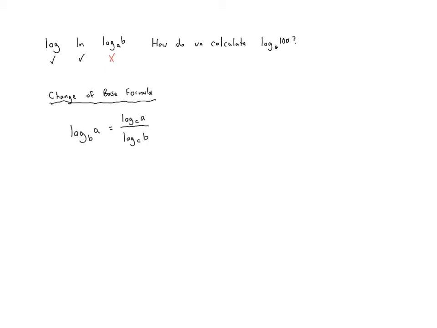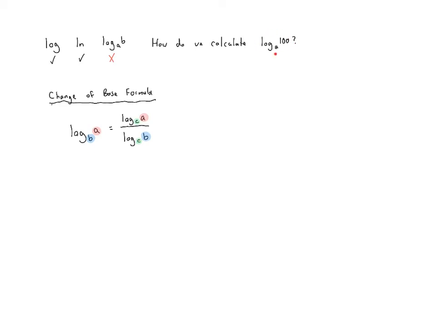So when we rewrite this, the base of the original logarithm goes inside the logarithm in the bottom, and then the number we're taking the logarithm of goes inside the logarithm in the top, and the new base can be anything at all so long as it's the same in the numerator and the denominator. Now, why is this helpful? This allows us to take any logarithm and rewrite it using a different base.